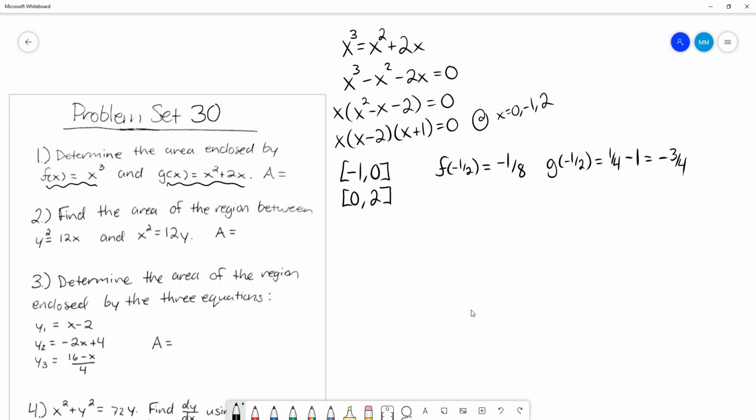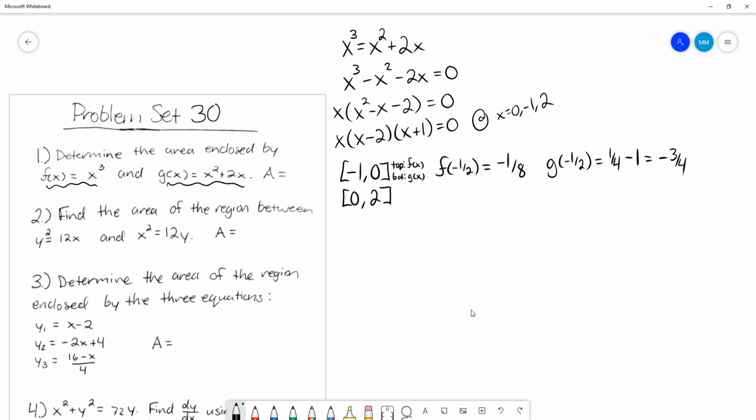And I'm initially inclined to say that this is bigger, obviously, because 3/4 is bigger than 1/8. But because they're both negative, since this has a larger magnitude, it is actually smaller technically, right? Because it's going further into our negatives, which means that our f of x is on top. So top here is f of x. Bottom is g of x.